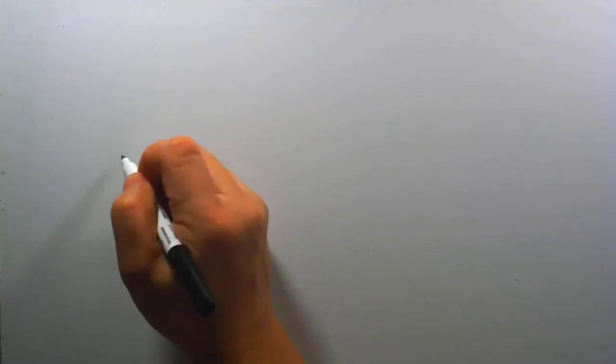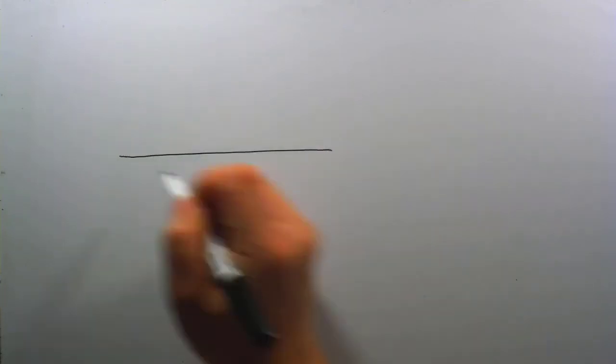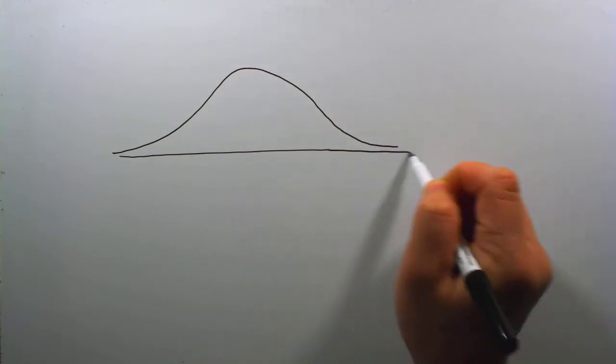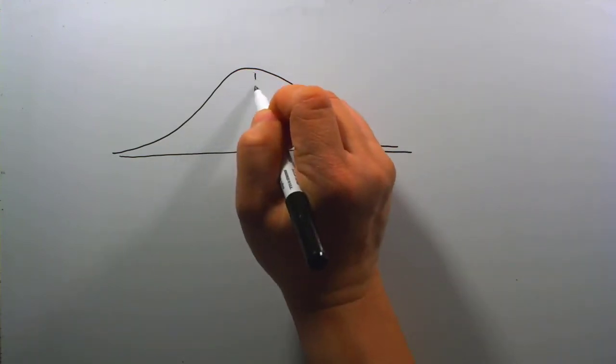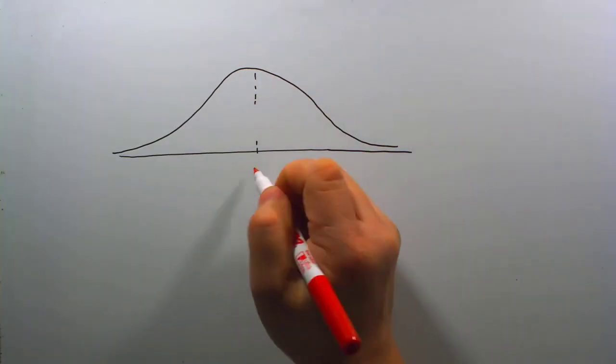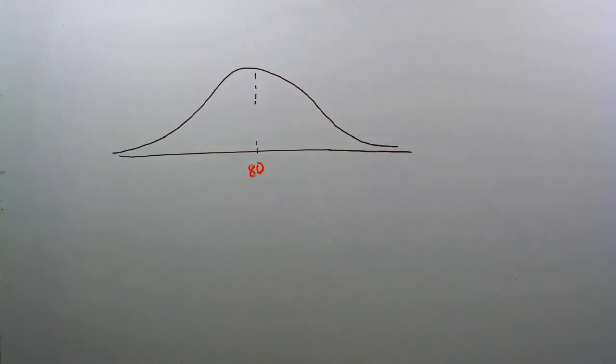And so now, with a different picture of our bell curve that represents the distribution of all sample mean values, the center is at 80, according to the claim in our null hypothesis.